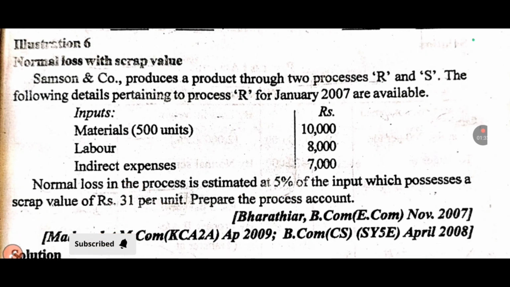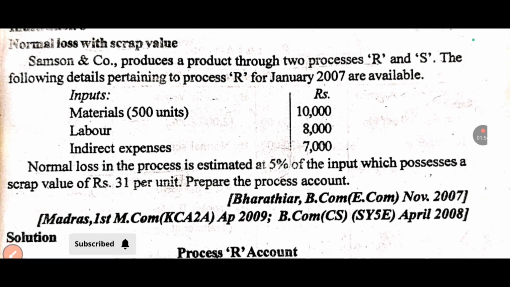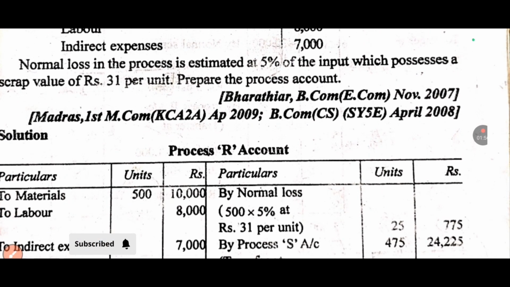Samsung and Co produces a product through two processes. What are the processes? Process R and process S. But here they have given process R's data only, right? So input, what are the input values? Material 10,000 rupees, labor and indirect expenses. Input units they introduced 500 units. And normal loss 5%. Scrap value cost per unit is 31 rupees.